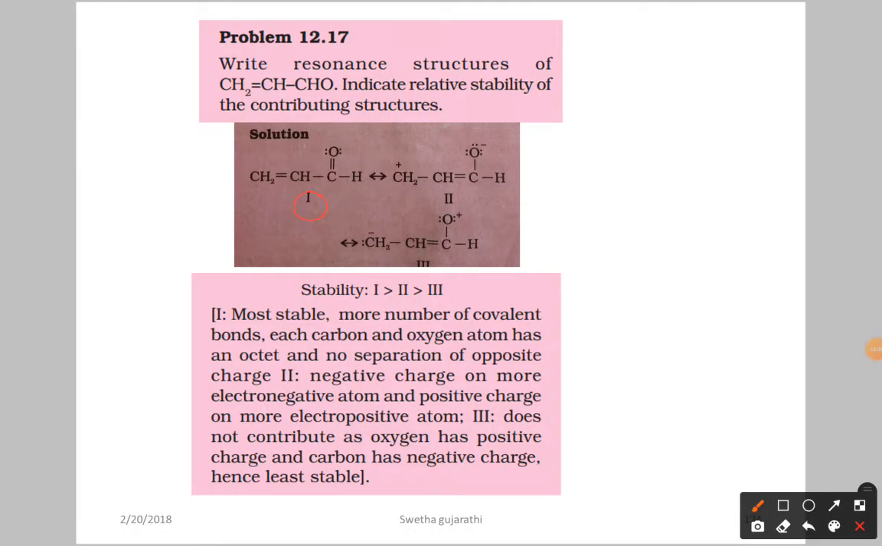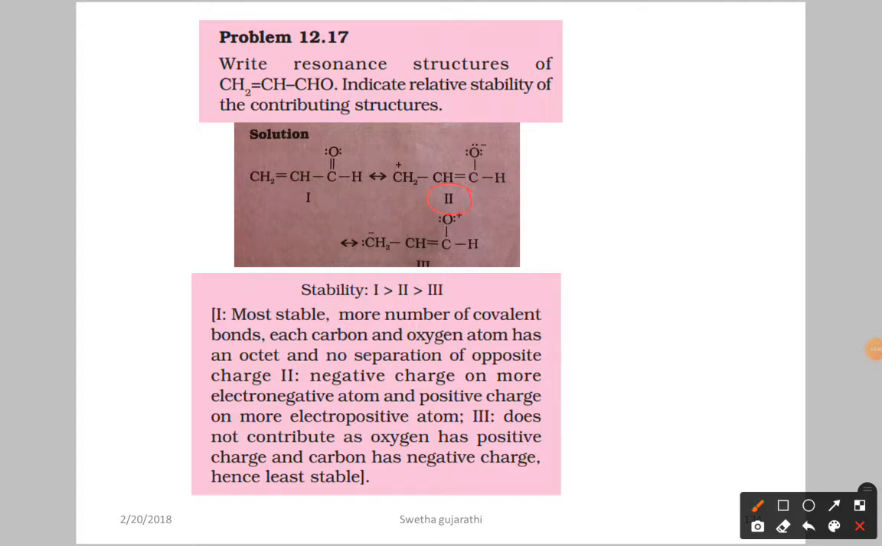Now for getting the next structure, what I am doing is shifting this pi bond to the adjacent atom. One bond shifts here, and you are going to break one bond, so this carbon is going to get the positive charge here. This double bond is converted to a single bond, and the single bond is converted into a double bond. Once the pi bond shifts to the adjacent atom, you can see one more lone pair of electrons on the oxygen atom. So that is the second structure.